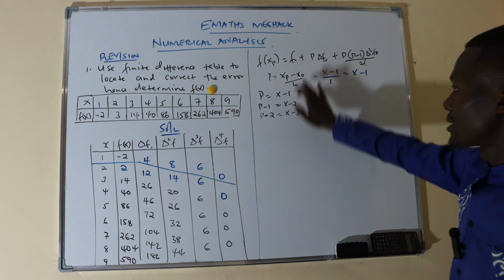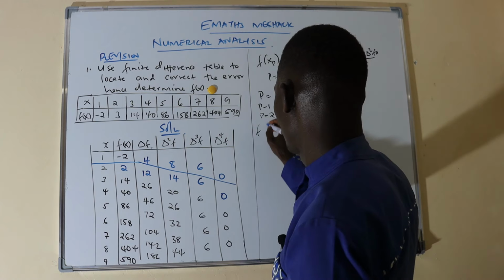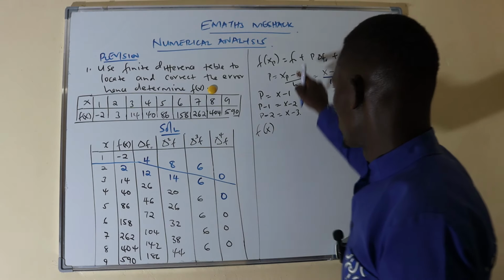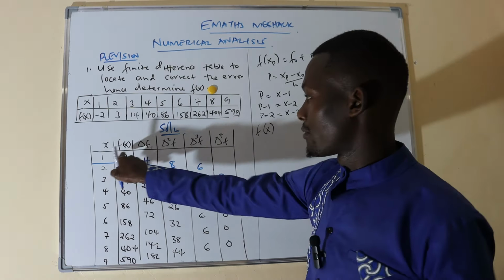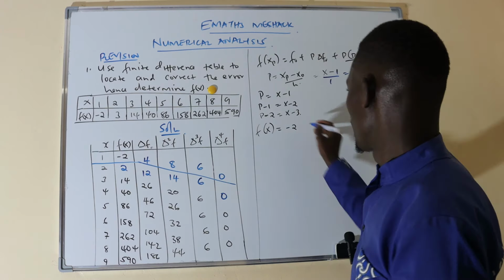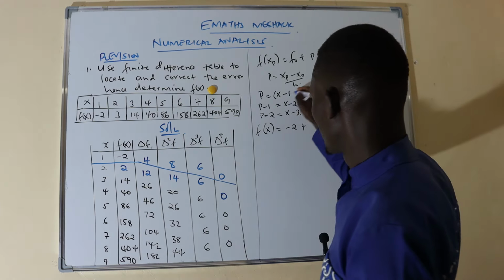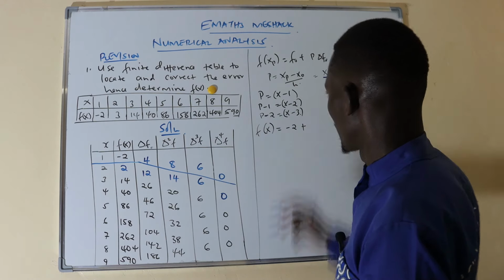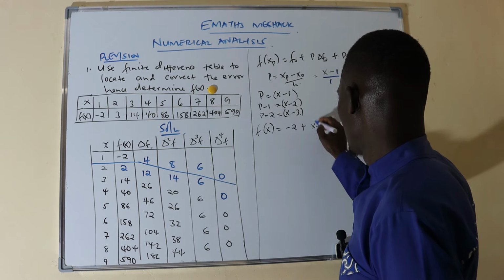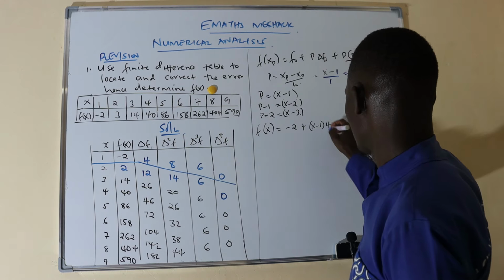Now we shall be replacing the values in this formula that you have here. Remember, what are we finding? We're finding f of x. The f naught here is the first value of f of x, so it will be negative 2. Then plus p, which is x minus 1, let me bracket this. So p is x minus 1, then our first difference is given by 4.